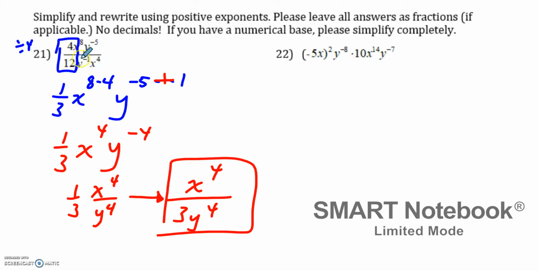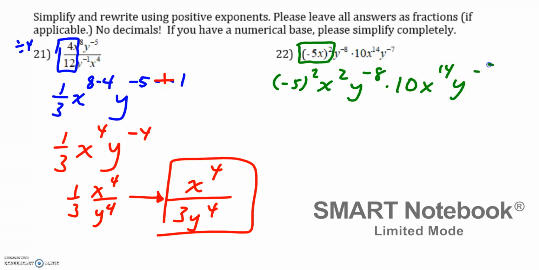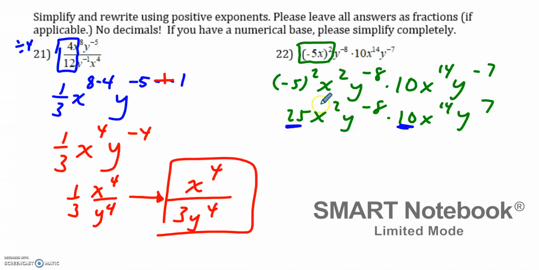22, we are multiplying, not dividing, and I notice that I have a parenthesis raised to a power first, so I'm going to apply the 2 to both. Negative 5 squared, x squared, then I'm going to recopy everything else. Negative 5 squared is a positive 25, x squared, y to the negative 8th times 10, x to the 14th, y to the 7th. These numbers are not like bases. The problem asked me to multiply, so I shall. 25 times 10 gives me 250.